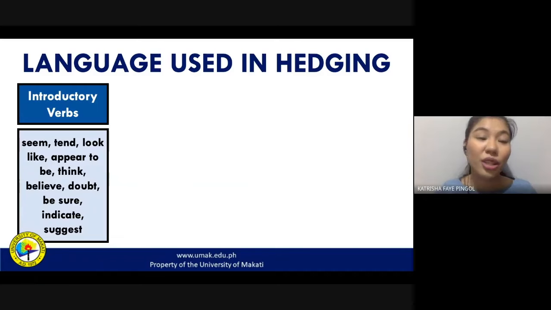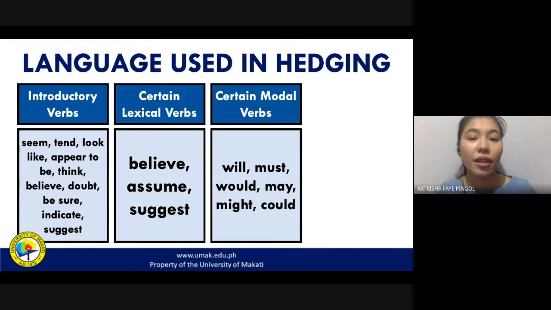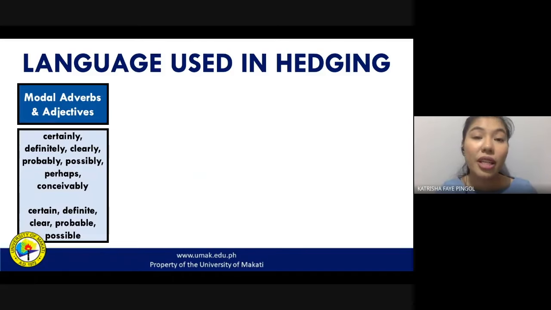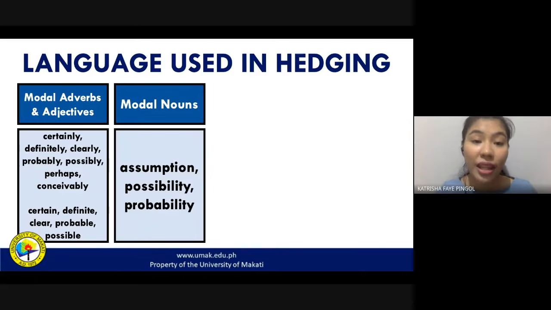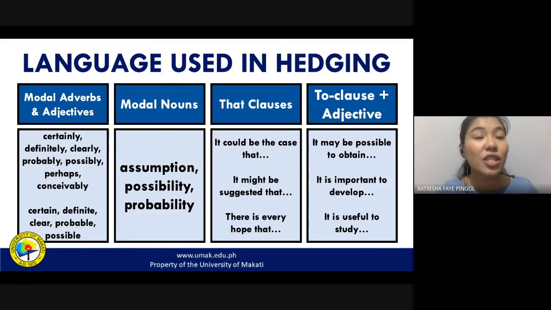Here are some languages used in hedging. We use introductory verbs such as the following. We also use certain lexical verbs. There are also modal verbs, and we also utilize adverbs of frequency such as often, sometimes, usually. Similarly, we use modal adverbs and adjectives, modal nouns, that clauses such as it could be the case that, and to clauses plus an adjective.